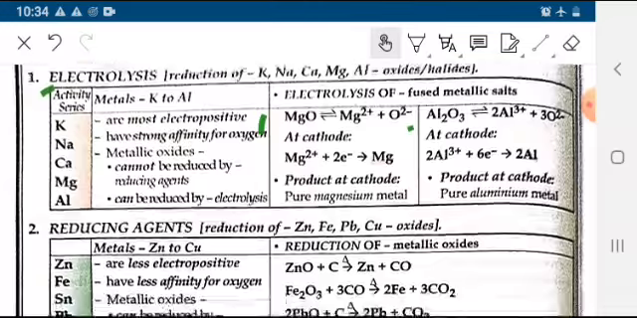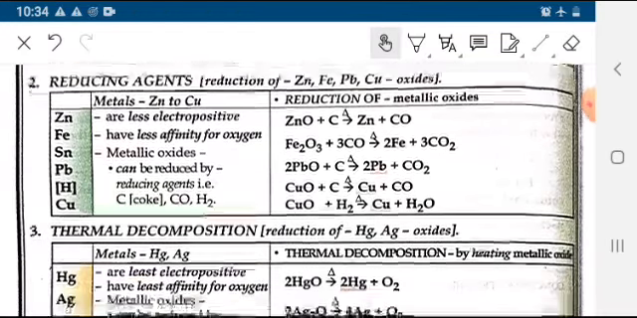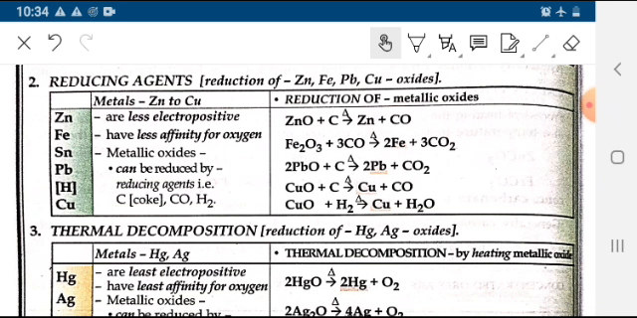We can also reduce metallic oxides into metals with the help of a reducing agent. Various reducing agents are there, as I've already discussed: carbon, carbon monoxide. So you can see the reduction of metallic oxides ZnO, Fe2O3, PbO, CuO being done with the help of carbon or carbon monoxide.